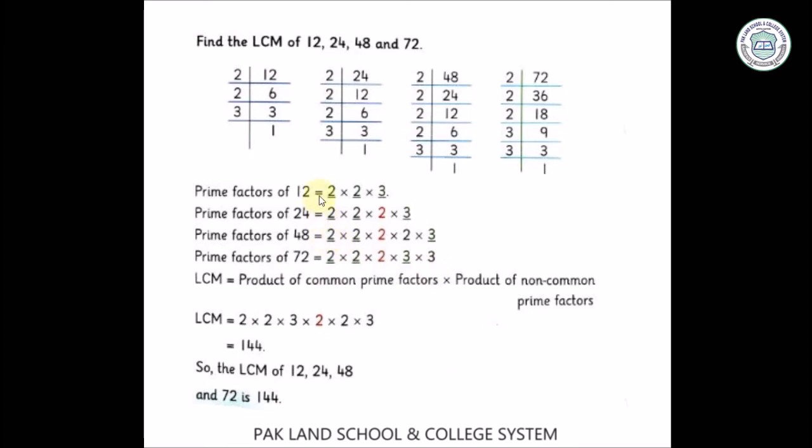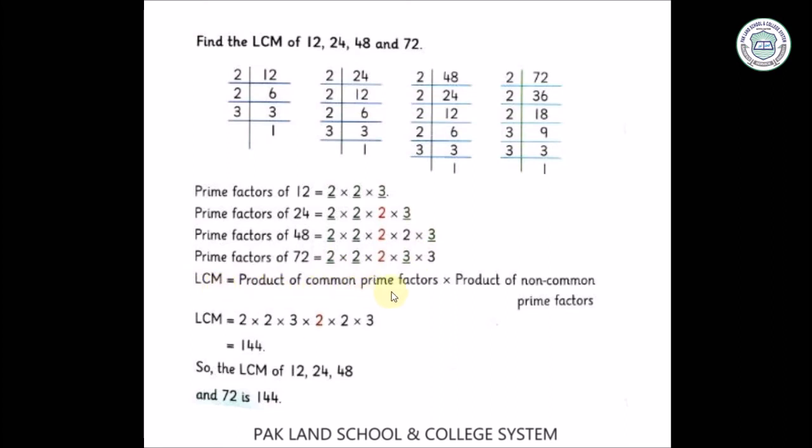Now take the common prime factors. 2 is common in all these 4 numbers. Again 2 is common in all these 4 numbers. Now check the 3. Now check the common which is present in three numbers. Now this 2, 2 and 2, it is present in 3 numbers, so it is also common. 3, 3 and this 3, 3, this is present in all 4, it is also common. 2 and 3, this is not common, so it is known as the non-common prime factors.